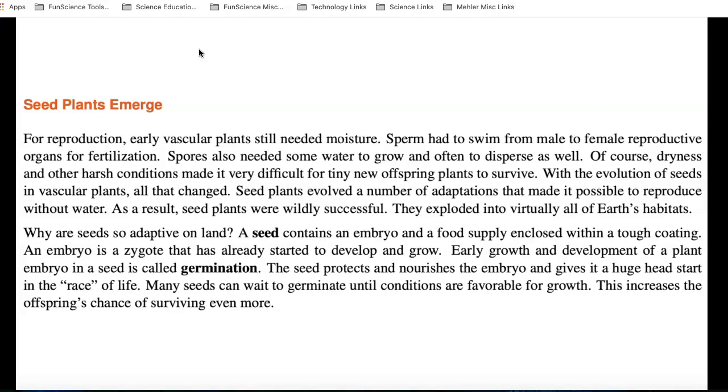Why are seeds so adapted? A seed contains an embryo and a food supply enclosed within a tough coating. And so that allows seeds to germinate in places far away from the other plants.